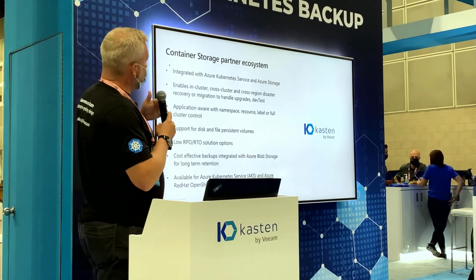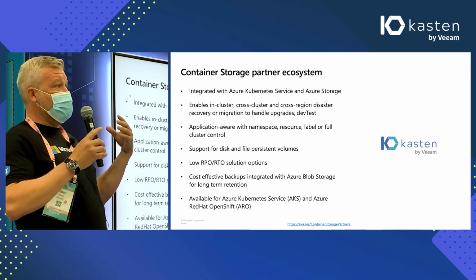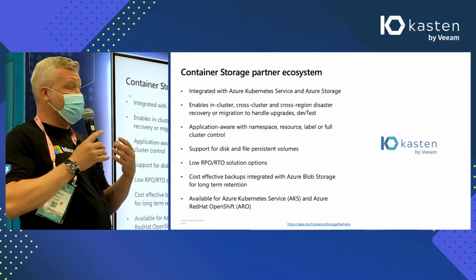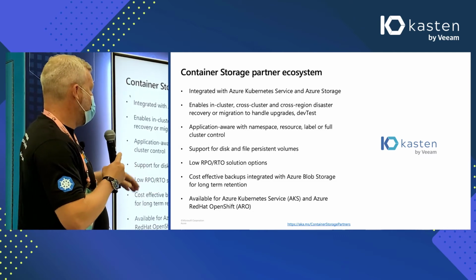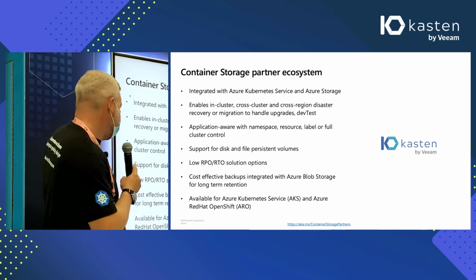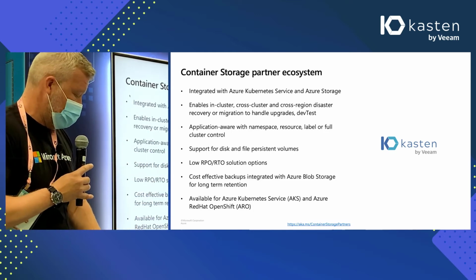So we have great integration with Kasten. AKS and Azure Storage are all integrated out of the box. It's a one-click implementation. In-cluster, cross-cluster, and cross-region disaster recovery, so that you can store your data in a different region and restore back, even if you are not running clusters in both of those regions. Application-aware namespaces within AKS. And by the way, you can also label all these and tag them, so that you can collect everything that you are backing up in a given instance by tags. Low RPO and return to operations solution options, cost-effective backups, and it's available for AKS and ARO, which is the OpenShift hosted implementation within Azure.